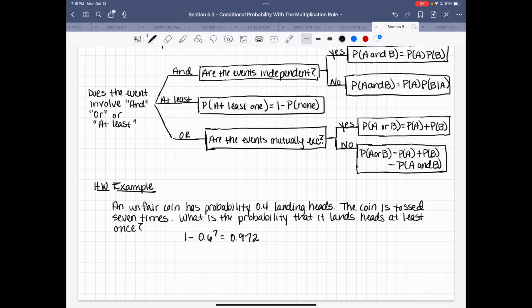Let's see, that's a long little problem. These were just extra homework examples. We'll go ahead and do 5.4.